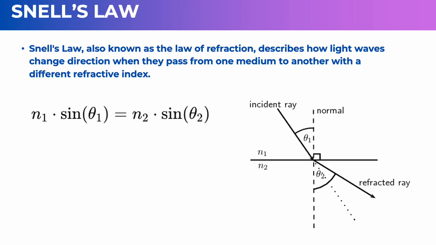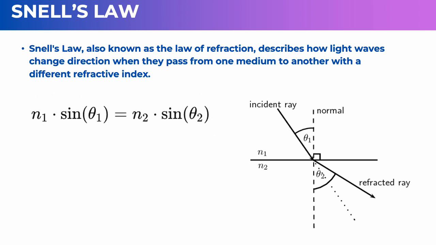So we'll now talk about Snell's law, also known as the law of refraction. Now we've seen how reflection works, that is when the ray is sent back into the same medium. Now we'll look at what happens when the ray gets transmitted from one medium to another.